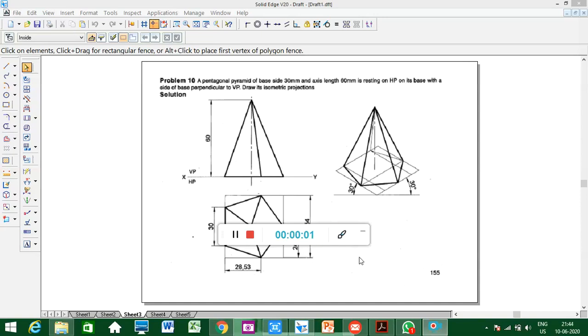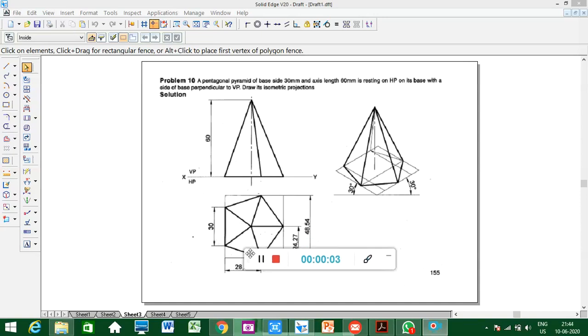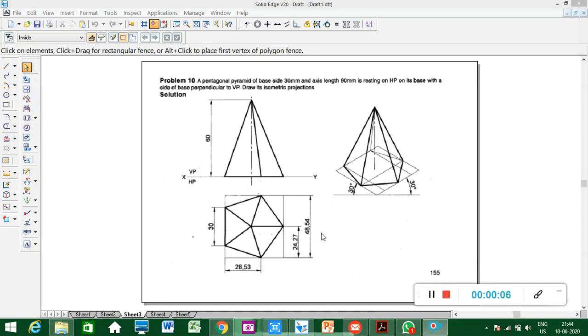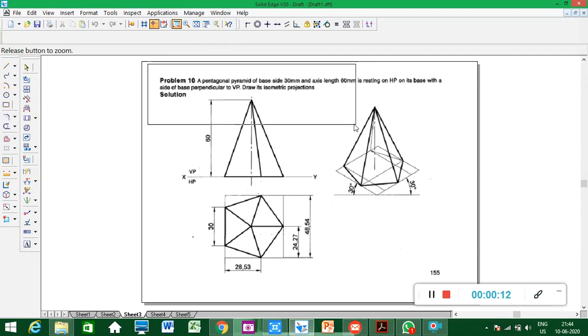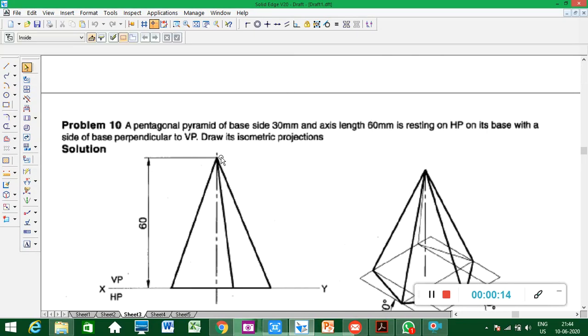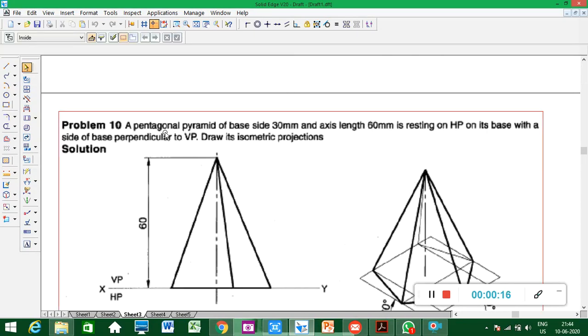My dear students, now I'll take another problem on isometric projection, which has a pentagon base. The problem is like this: a pentagonal pyramid of base side 30 mm and axis length 60 mm is resting on HP on its base, with a side of the base perpendicular to VP.